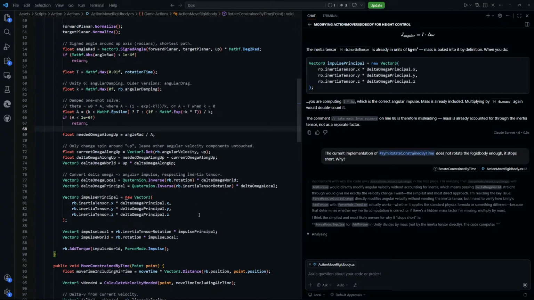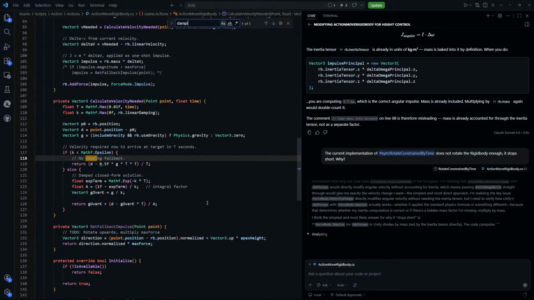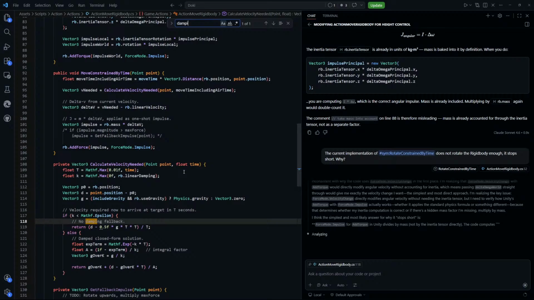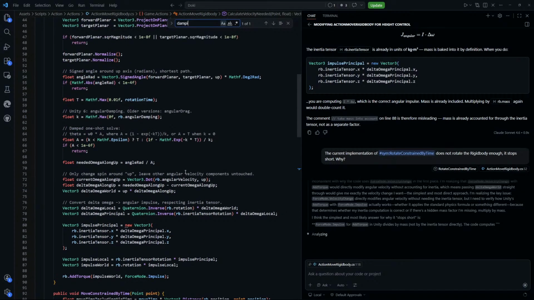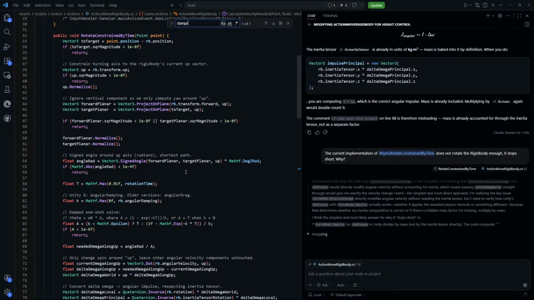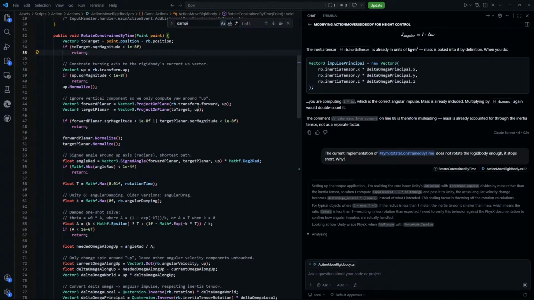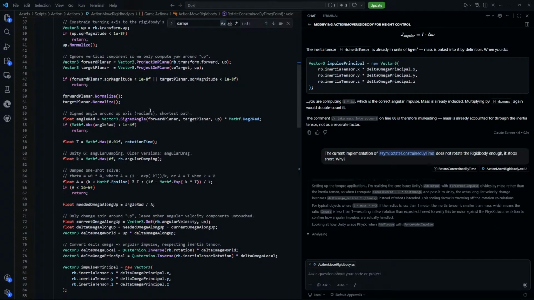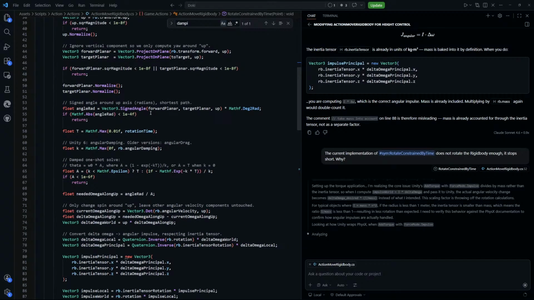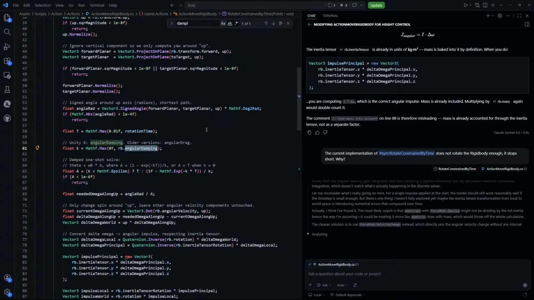Or are we using it? RB position, RB, I thought we did, but maybe we don't. Ah, here we do. It's okay, yeah. We're taking gravity into account.